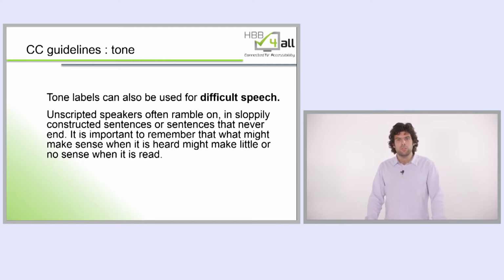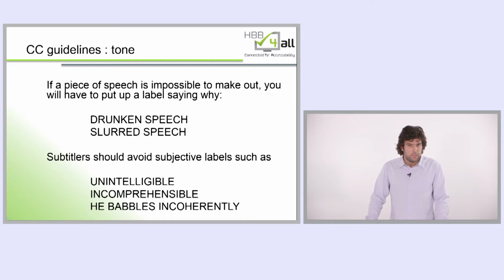Tone labels can be used for difficult speech as well. Unscripted speakers often ramble on in sloppily constructed sentences or sentences that never end. It is important to remember that what might make sense when it is heard might make little or no sense when it is read. If a piece of speech is impossible to make out, you will have to put up a label saying why. Drunken speech, slurred speech. Subtitlers should avoid subjective labels such as unintelligible, incomprehensible, he babbles incoherently.